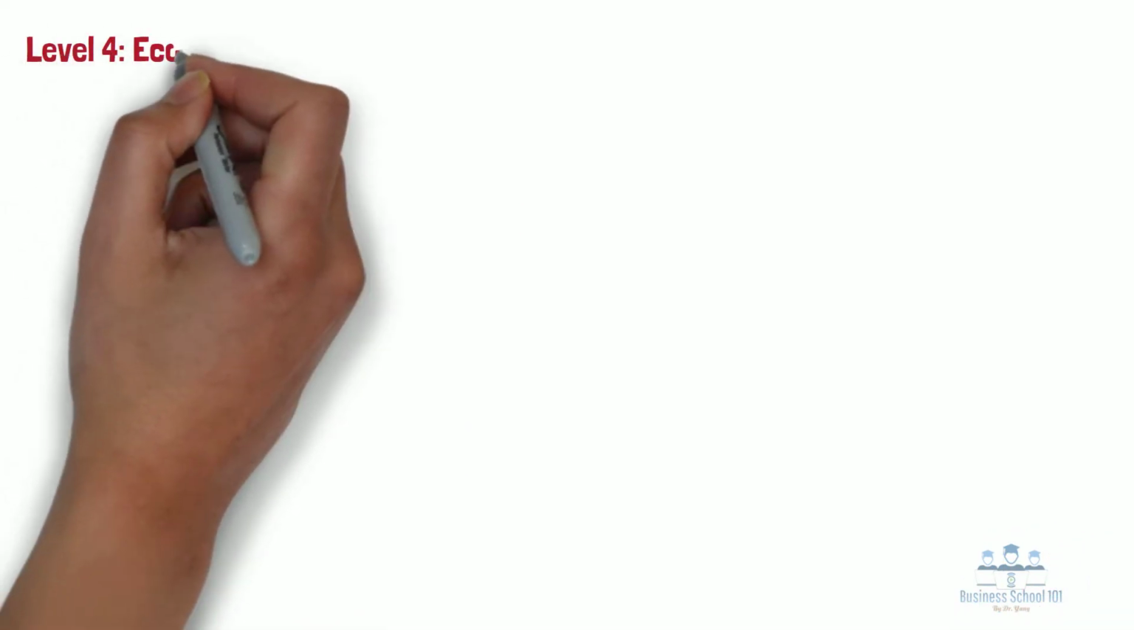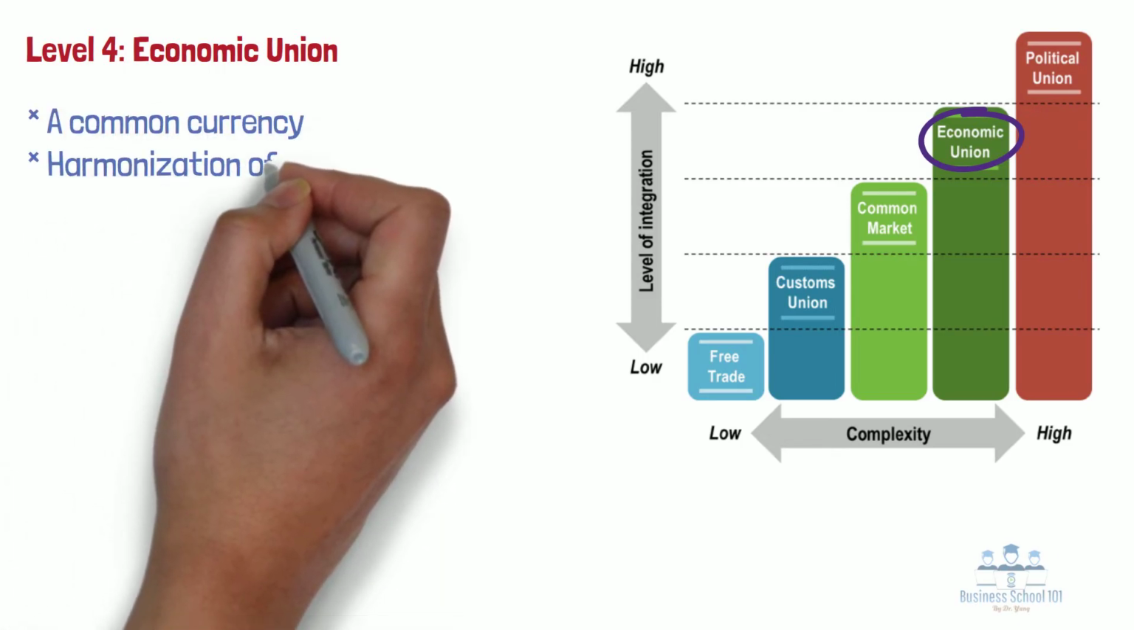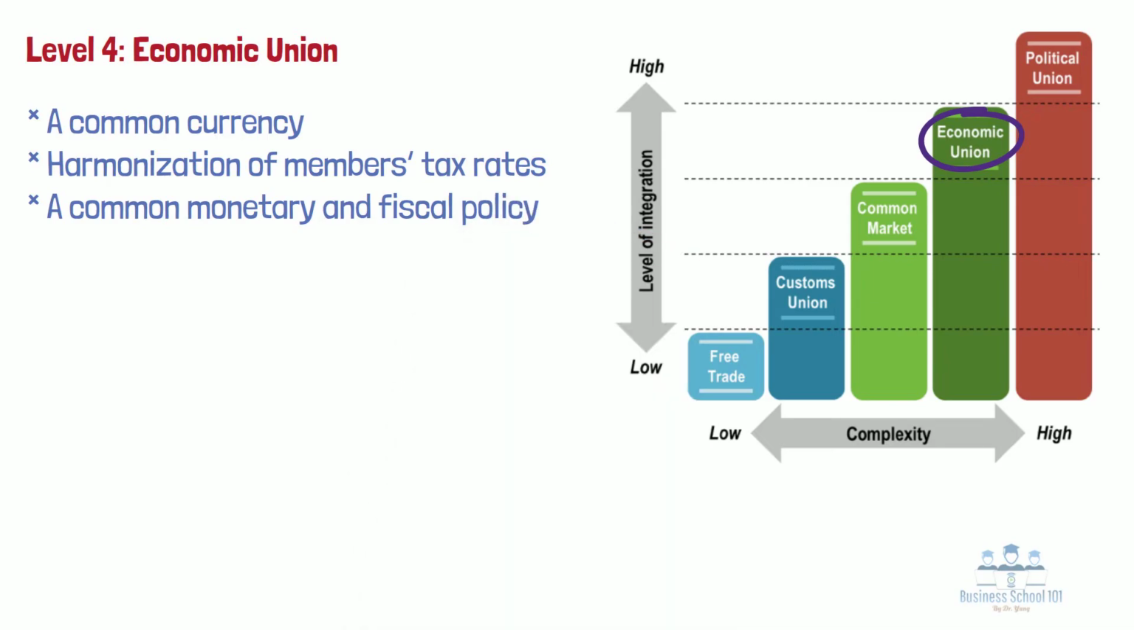Level 4. Economic Union. An economic union entails even more economic integration and cooperation than a common market. Like the common market, an economic union involves the free flow of products and factors of production between member countries and the adoption of a common external trade policy, but it also requires a common currency, harmonization of members' tax rates, and a common monetary and fiscal policy.